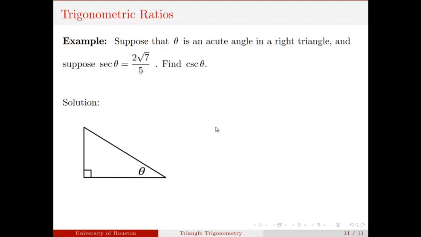Now, since secant of theta is 2 square root of 7 over 5, and we know that the secant of theta is the hypotenuse over the adjacent side, we can label two sides of this triangle. Relative to theta, the hypotenuse will be labeled 2 square root of 7, and the adjacent side will have length 5.